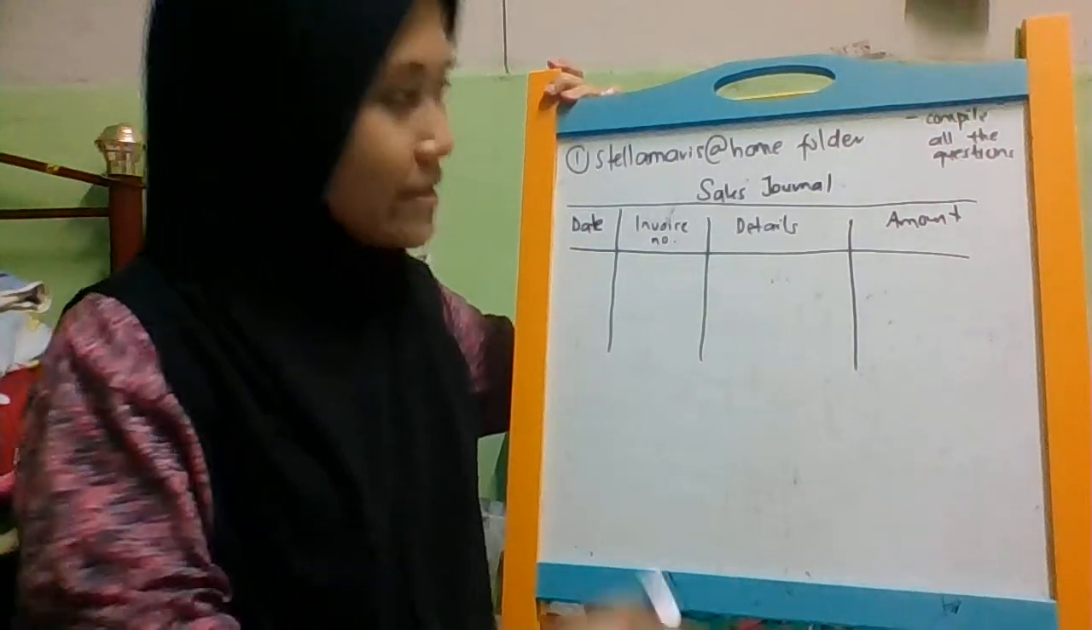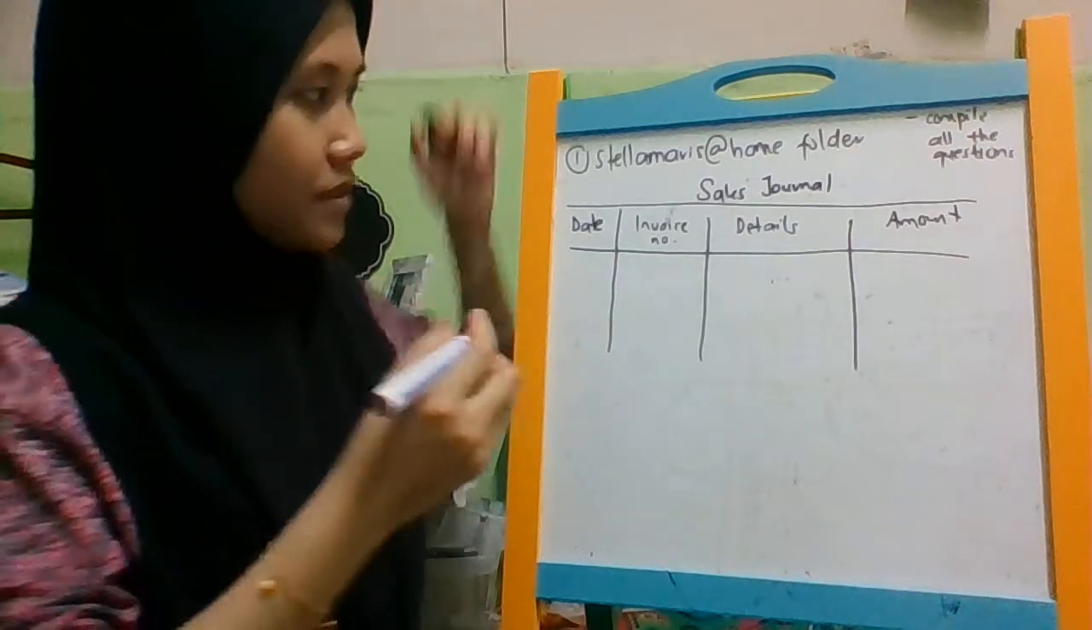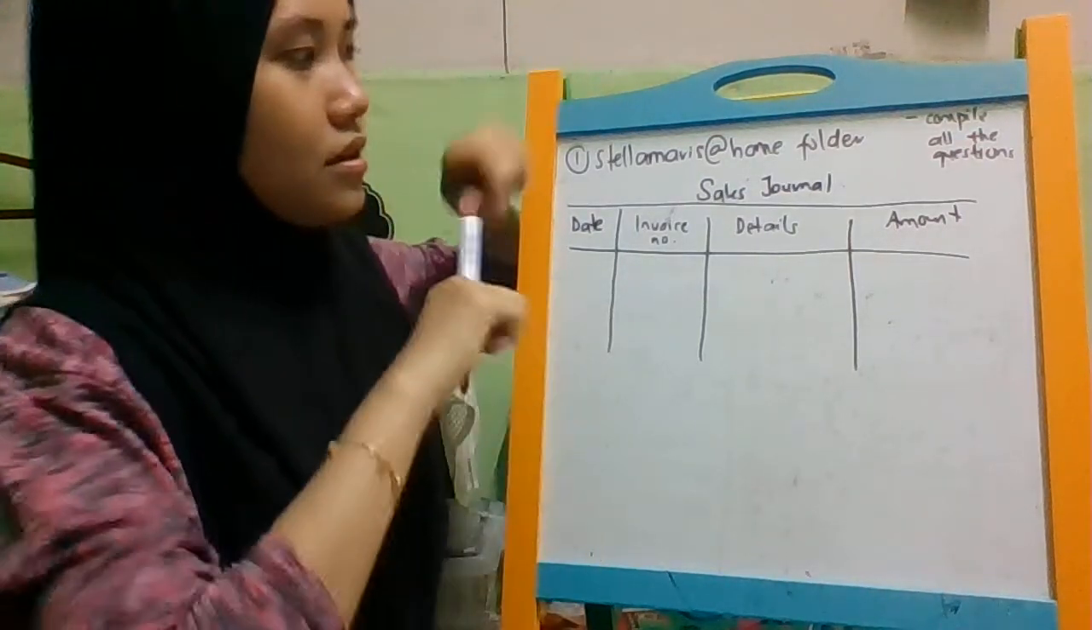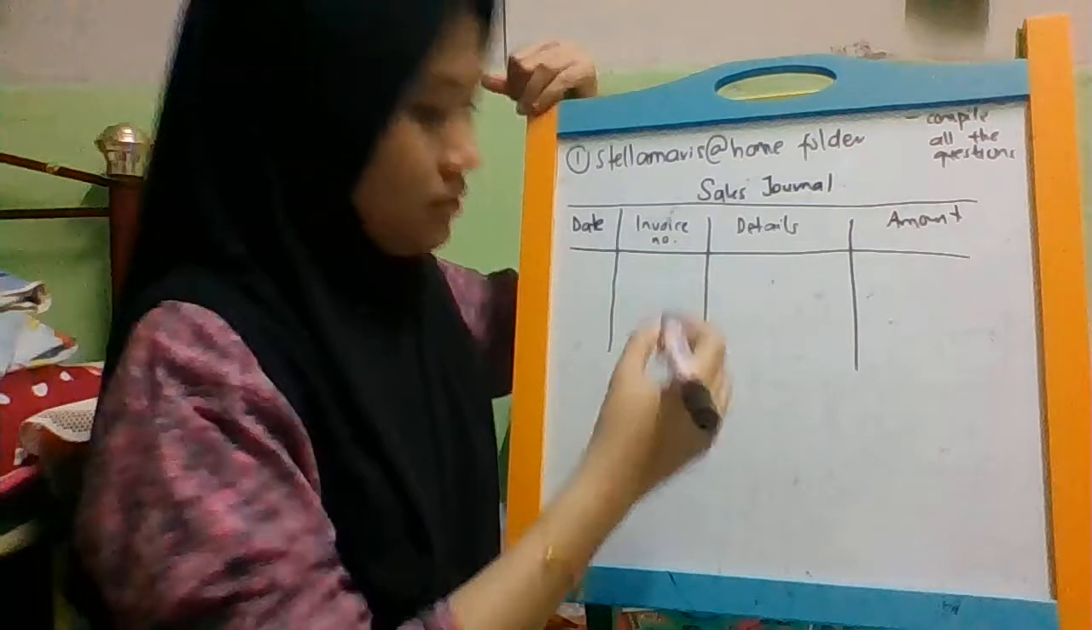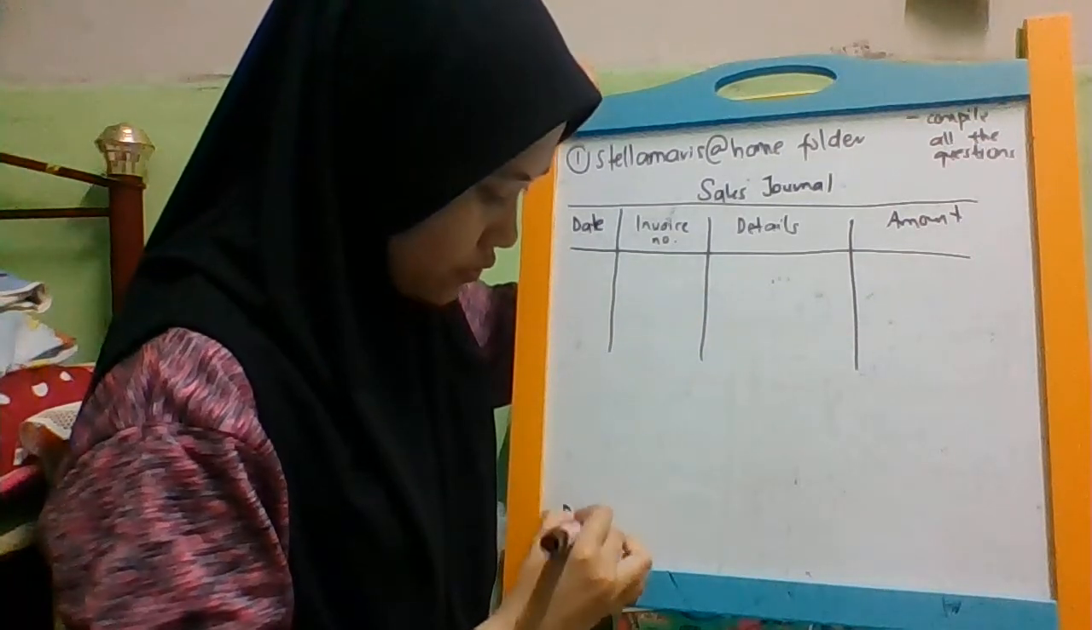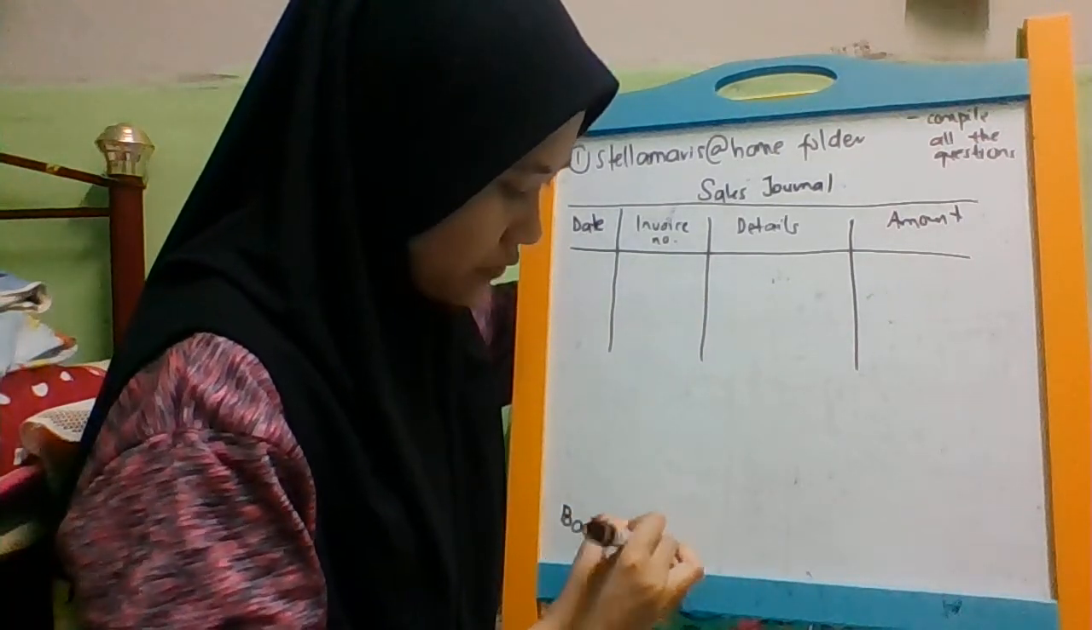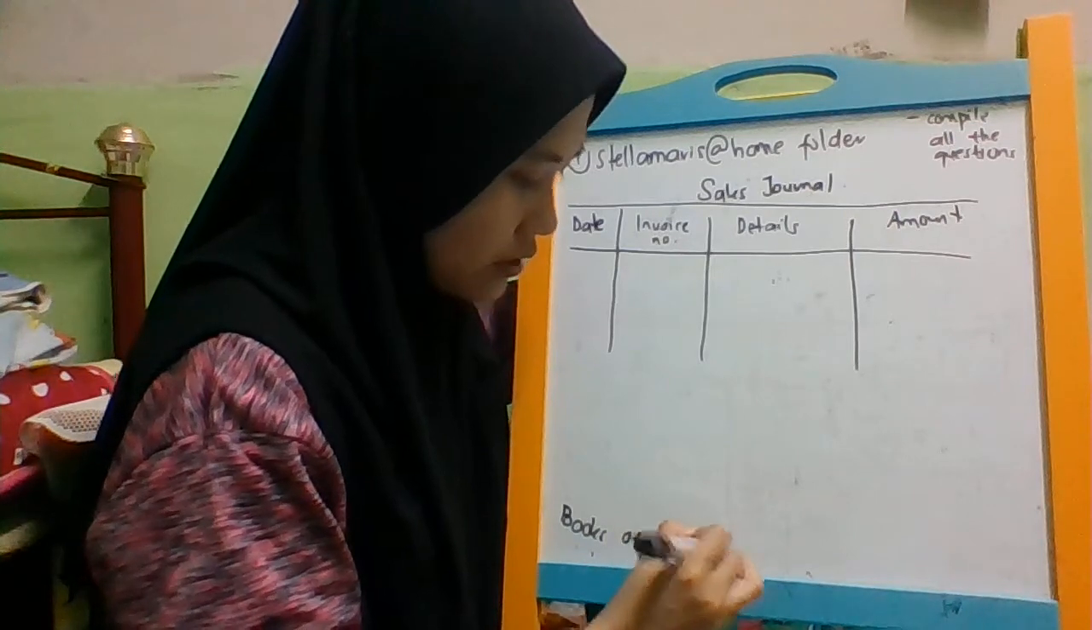Chapter 7. Chapter 7 is Book of Prime Entry. Okay.